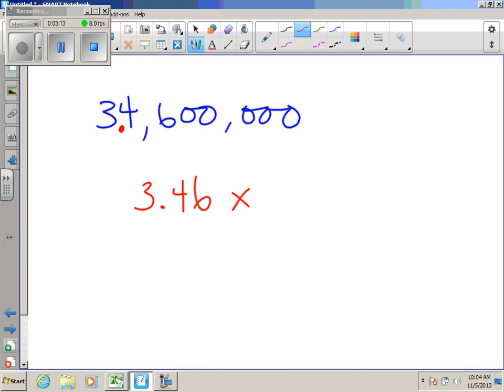Times. Now, it's good to just keep your decimal there. Then you just say 1, 2, 3, 4, 5, 6, 7, 10 to the 7. Don't start counting after the 6. You start counting after the decimal. Okay? 3.46 times 10 to the 7. Okay?